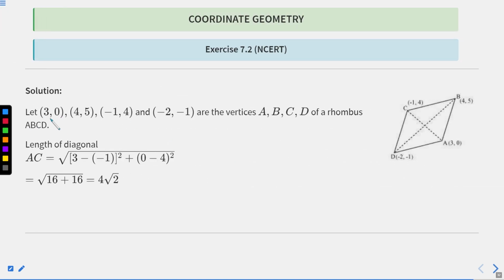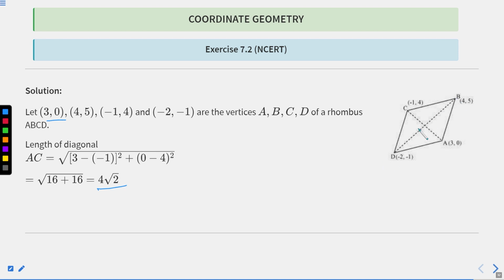Let (3, 0), (4, 5), (minus 1, 4) and (minus 2, minus 1) be the vertices A, B, C and D of a rhombus ABCD. Now the length of AC is equal to the square root of (3 minus minus 1) whole square plus (4 minus 0) whole square, which is the square root of 16 plus 16, that is square root of 32, which is square root of 16 into square root of 2. So the length of AC is equal to 4 root 2.